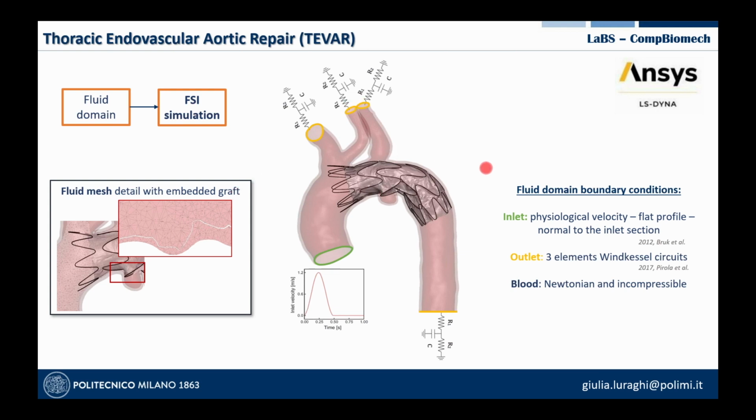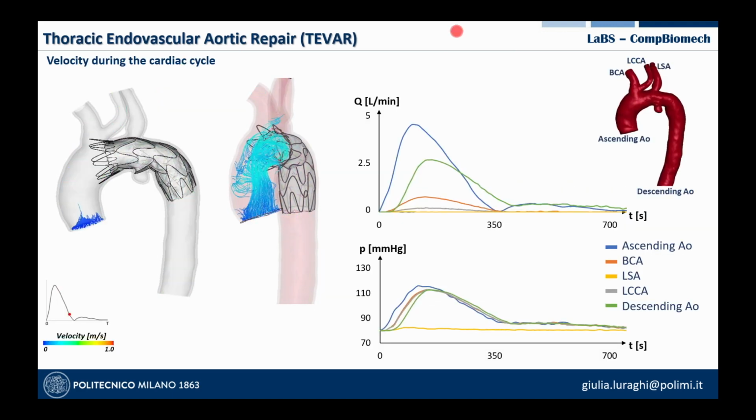As a boundary condition, we apply a physiological flow rate here and the Windkessel outlet boundary conditions at the outlets. This is a proof of concept FSI simulation, so we use a physiological profile and also values from literature. Of course, we would need patient-specific values to tune the Windkessel and also to use as a boundary condition at the inlet to run exactly patient-specific simulations. But this is a very challenging FSI simulation, so it's the first one and it's a proof of concept. So in future, we hope to have also patient-specific data.